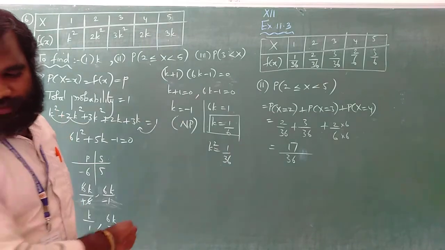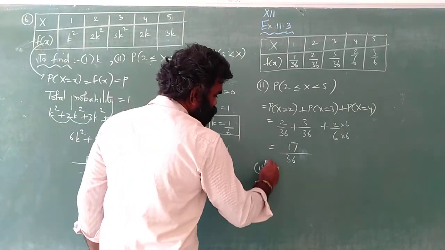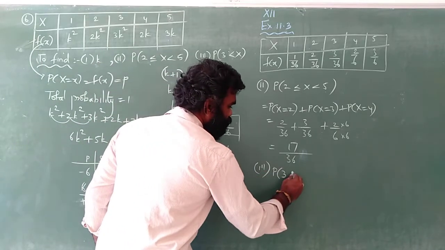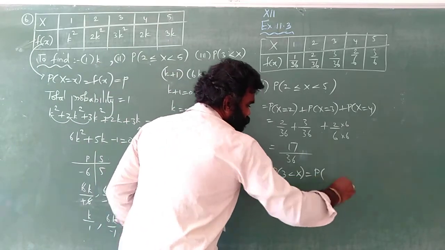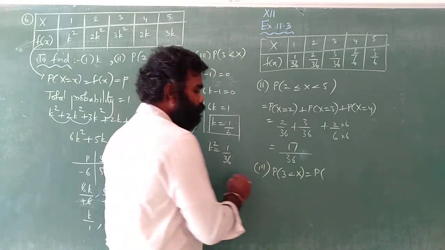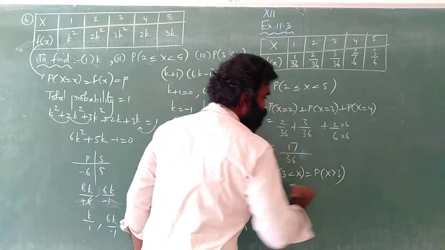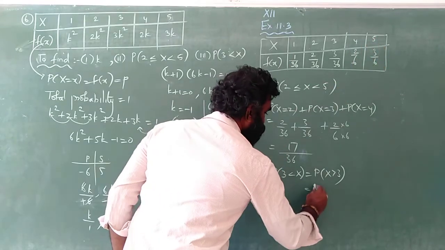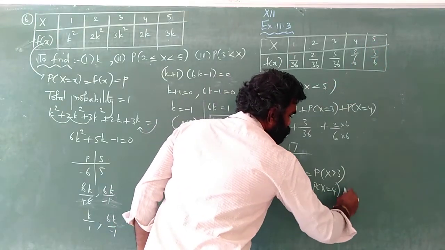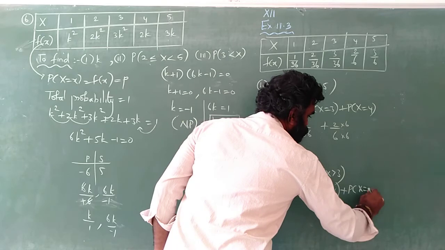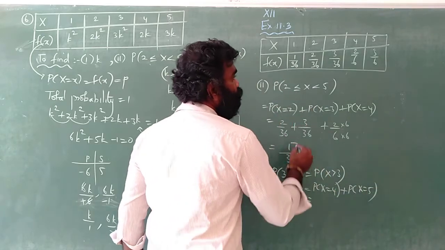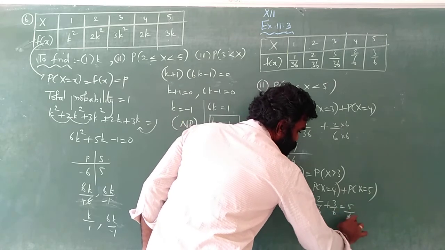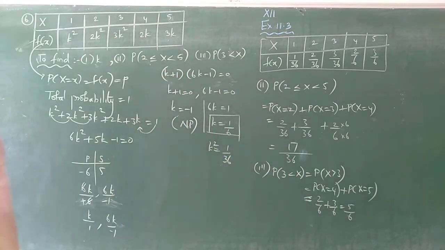Next step, the third substitution. What is the third substitution? P of x greater than 3. X is greater than 3, what is 4 and 5. P of x equal to 4 plus p of x equal to 5. What is x equal to 4? 2 by 6, 3 by 6. 2 by 6 plus 3 by 6 is nothing but 5 by 6. This is the required answer for this sum.